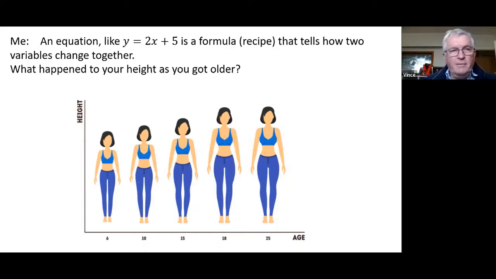So we use the example, what happened to your height as you got older? And she says, oh, I got taller. Oh, okay, so that's like a relationship, isn't it? As your age increased, so did your height. So we could think of your age as being kind of like X, and we could have different numbers for X, and Y being like your height.